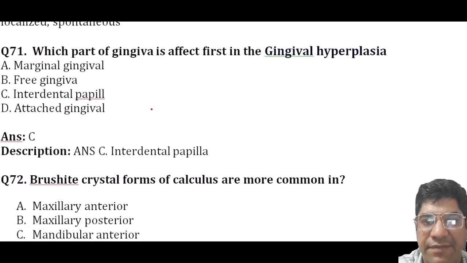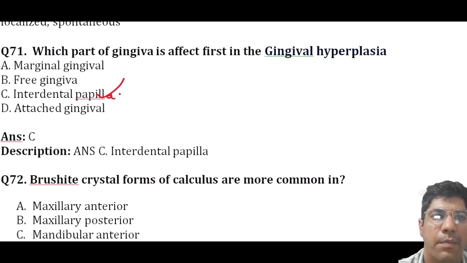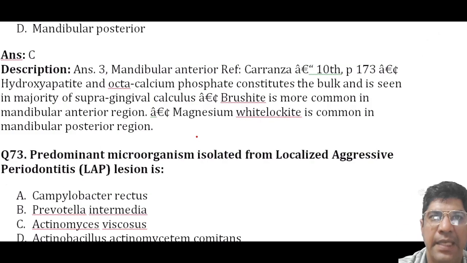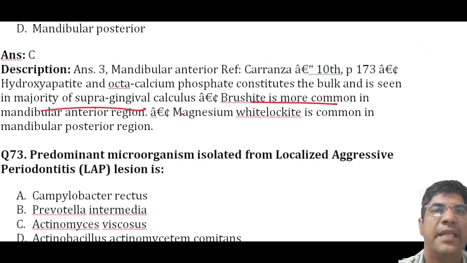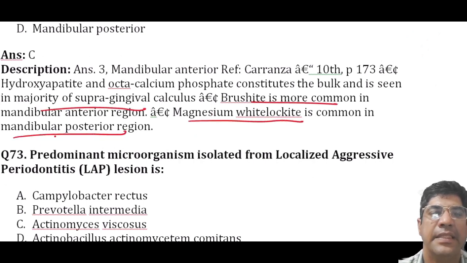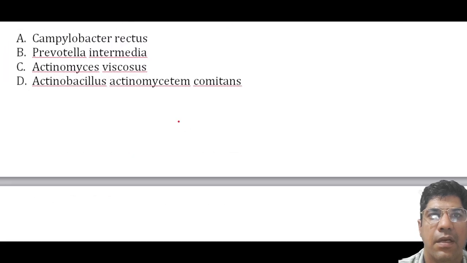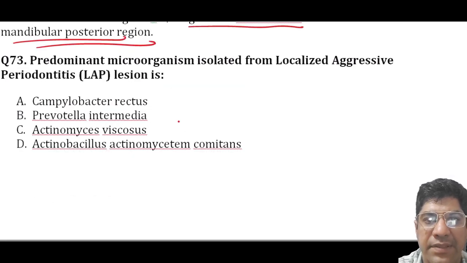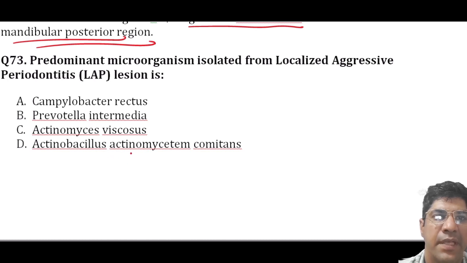Which part of gingiva is first affected in gingival hyperplasia? It's the interdental papilla. Brushite crystals form of calculus are more commonly seen in the mandibular anterior region, whereas magnesium whitlockite is seen in the posterior region. The predominant microorganism that is isolated from localized aggressive periodontitis lesion is Actinobacillus actinomycetemcomitans. The answer is D.